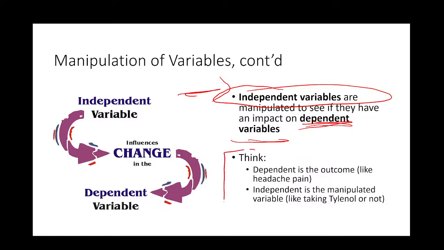Okay, and yeah, like our example, right, caffeine to word memorization. Caffeine is the independent variable. Word memorization is the dependent. Headache pain, right? Taking a Tylenol is the independent variable. The dependent variable is the level of pain that someone feels after the drug has kicked in, right? So it's pretty basic, pretty simple.